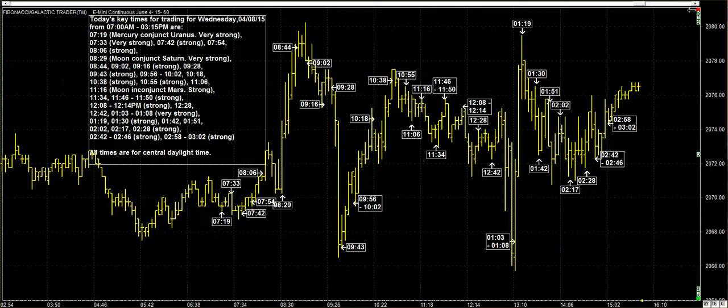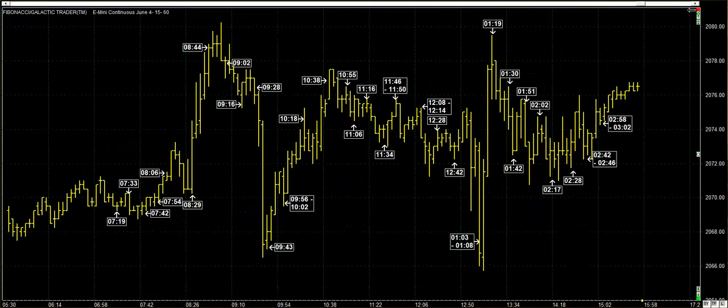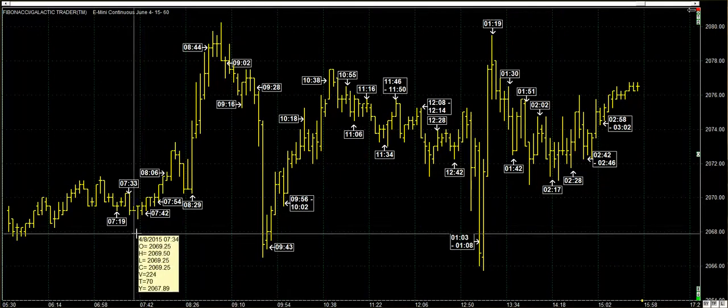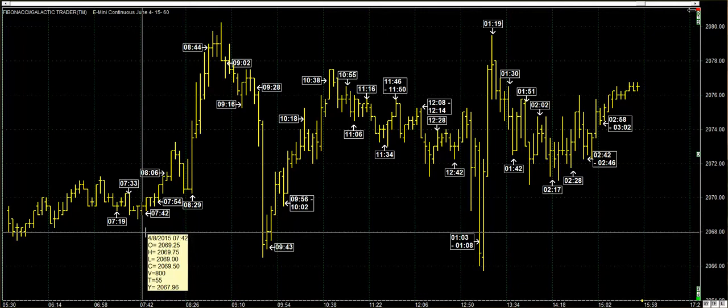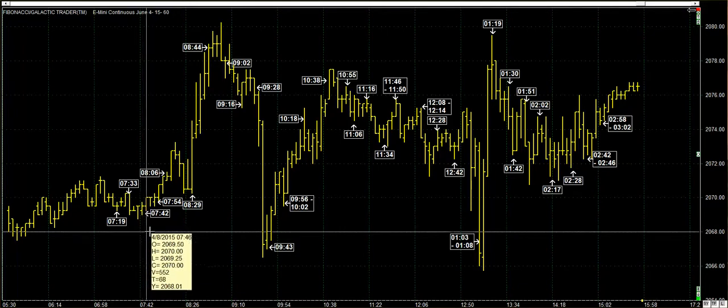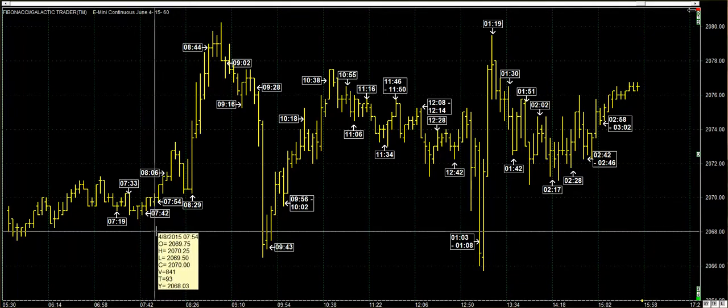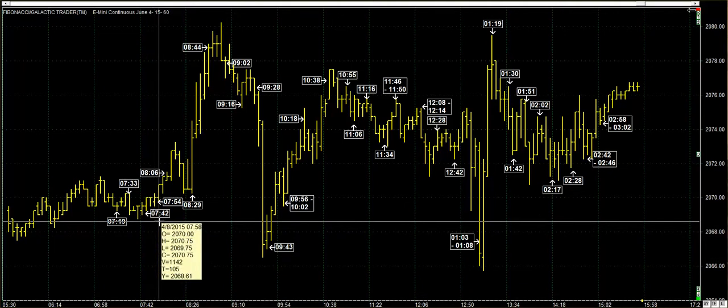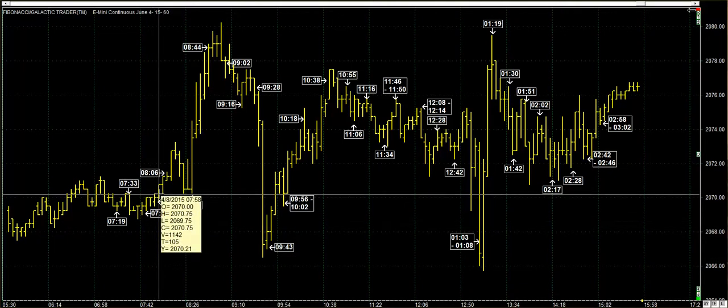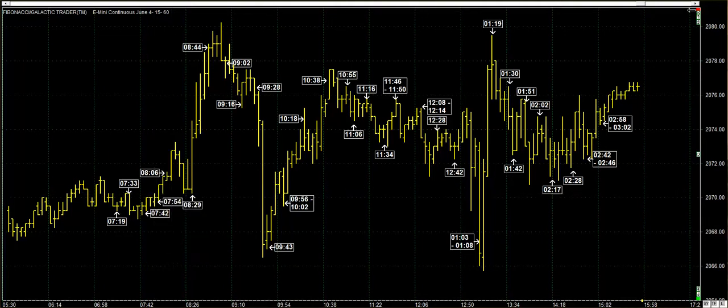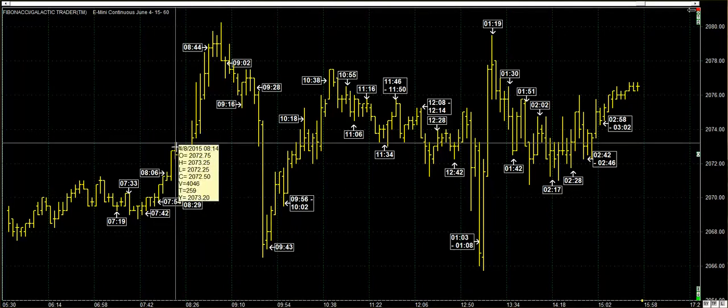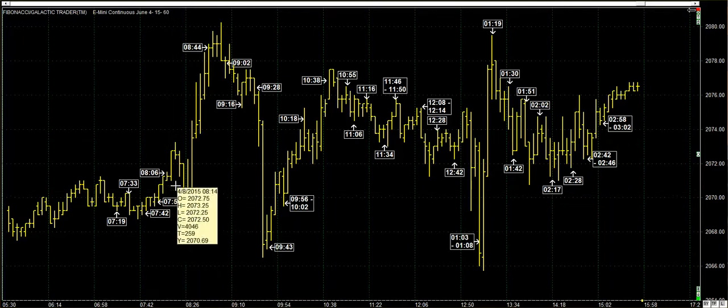Now I want to zoom in here, and as you can see here, the next time, 7:42, it starts to turn, but it wasn't until 7:54, the bar after that, we really got the move up. And then it really took off the next bar after the 8:06 key time that was calculated. Now we got a pullback here. It looks like the trend's changing because the high of this bar is higher than the previous high.